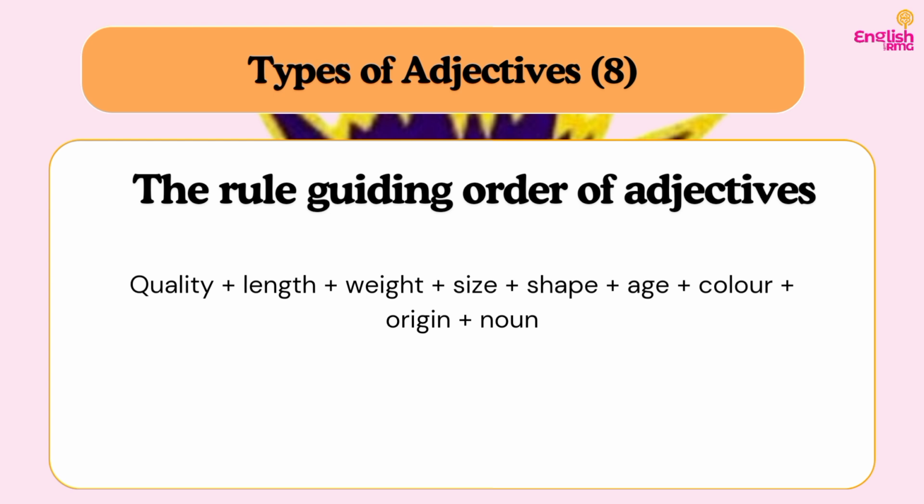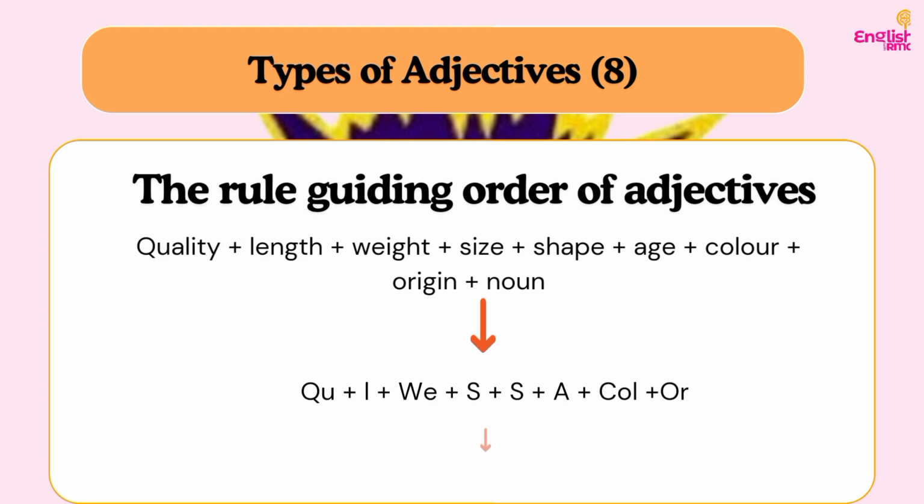However, not all of these qualities are present at all times. Do you understand? Sometimes it is just a few. So when there is no length but there is weight, you just omit length and go to weight. When there is no shape, size, or color, you omit it and you go to the next one. Do you understand?